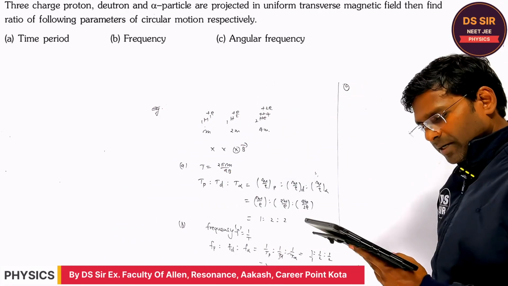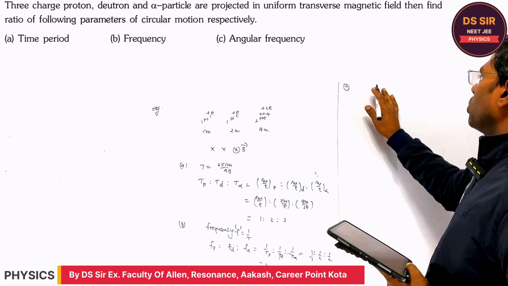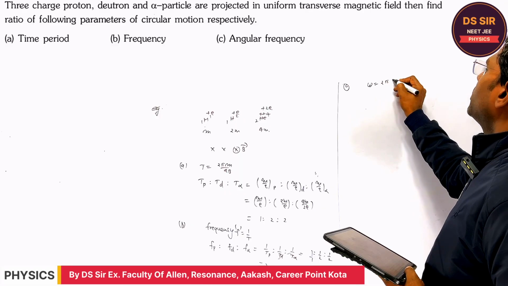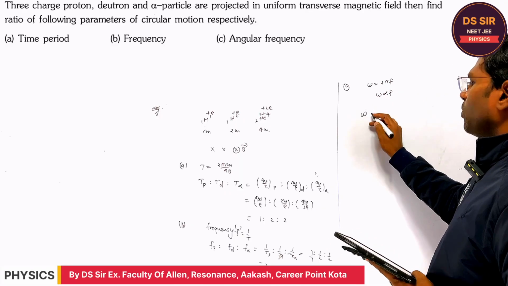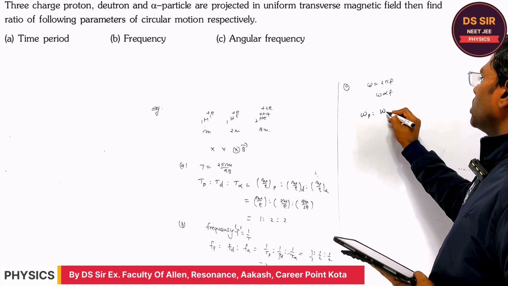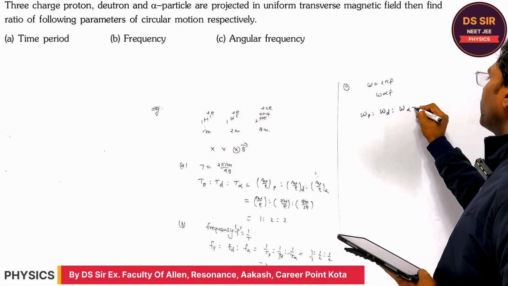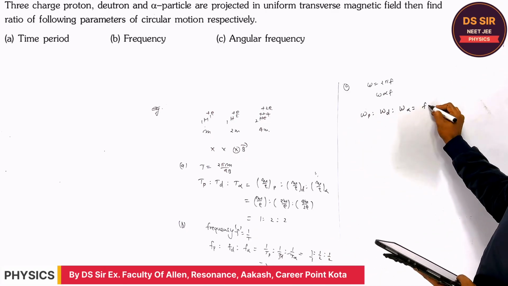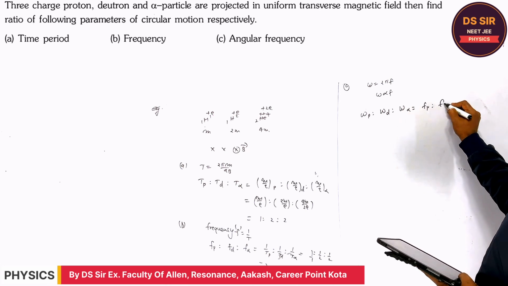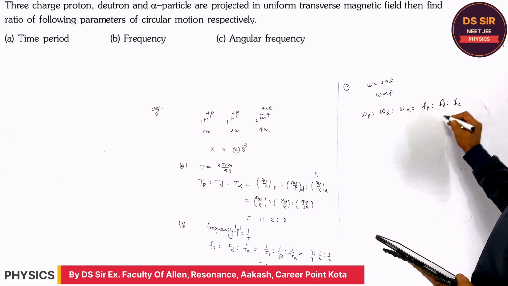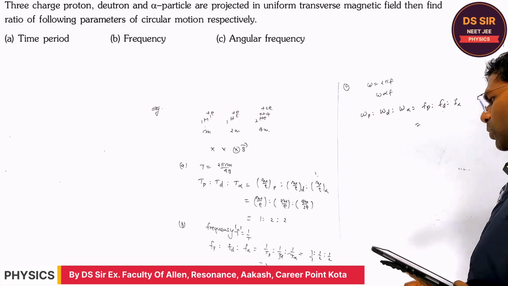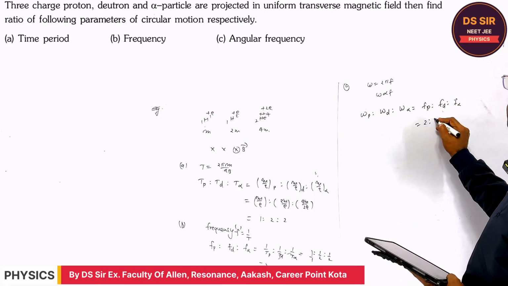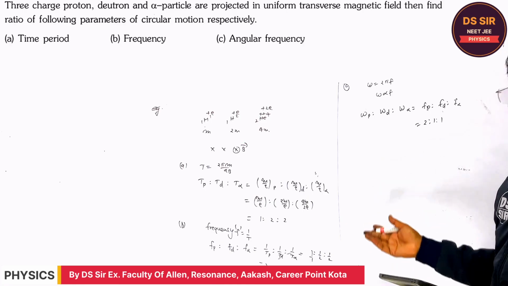What about the C part? Angular frequency. Angular frequency is nothing but 2 pi f. So omega is proportional to f. So the angular frequency of proton, deuteron and alpha is the same as the ratio of frequency of proton, deuteron, alpha. So proton is 2 is to 1 is to 1. So this is the solution.